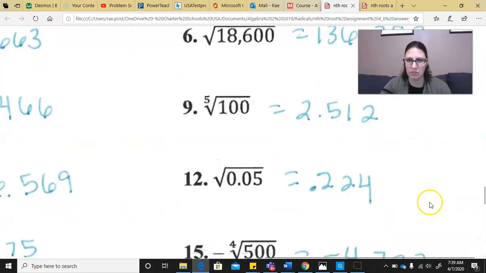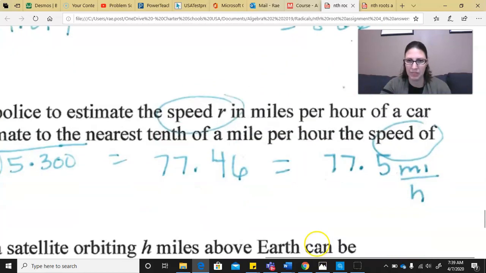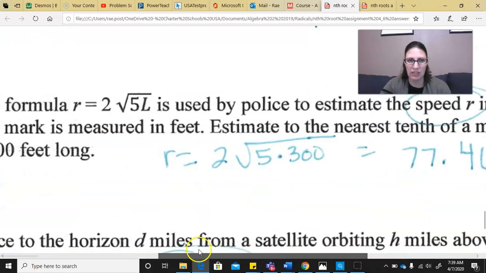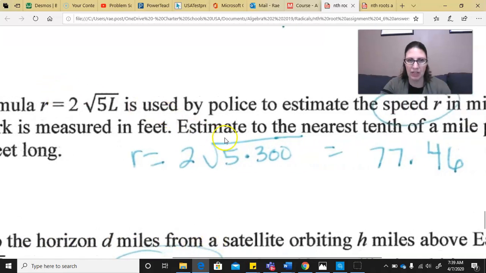What other questions have you guys had? Same with number 15, that negative's on the outside, you just bring it down. And if you had tried the word problems and you substituted in that value of 300 feet for L, it would just be 5 times 300, and then you would have a 2 on the outside.